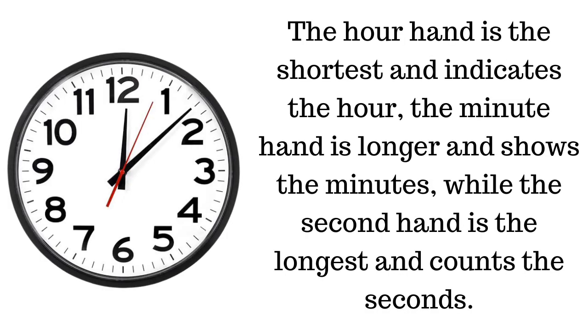This is a picture of an analog clock. We can see the seconds hand, which is the longest, red in color. We can see the long hand, which is black in color, longer than the short hand. And we can see the short hand that is pointing to 12. The hour hand indicates the hour. The long hand indicates the minutes, while the second hand indicates the seconds.